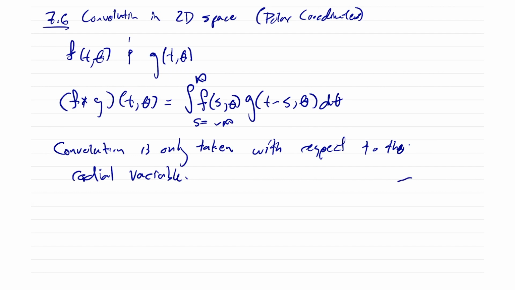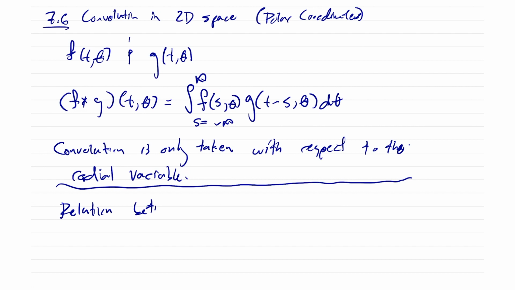Now, what we're going to do is take a look at the relation between convolution, the back projection, the Radon transform, and the delta function. And this is section 7.7 out of Feeman.